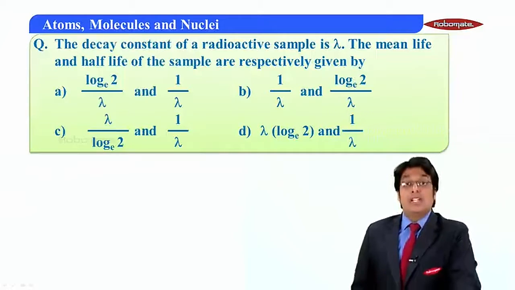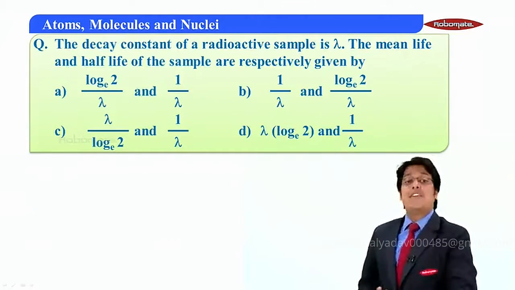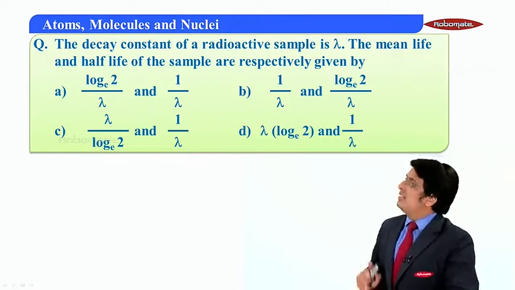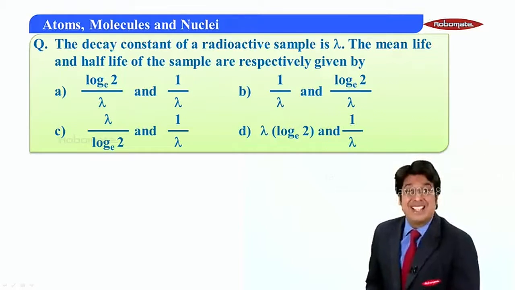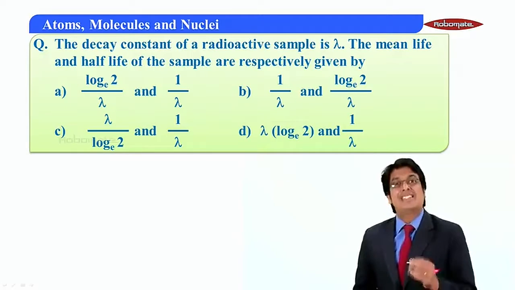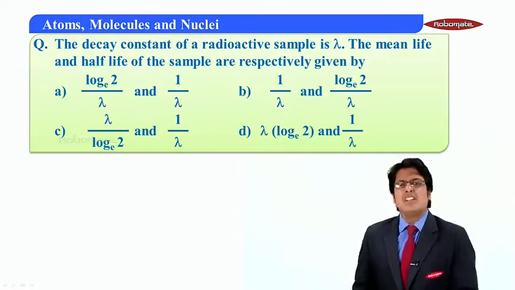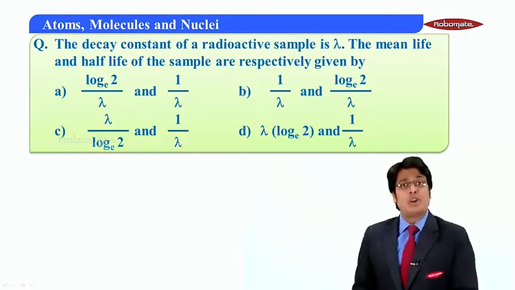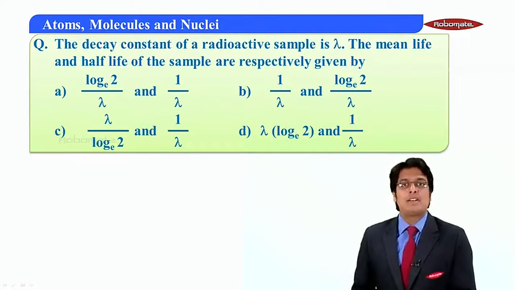Well. The decay constant of a radioactive substance is lambda. The mean life and the half-life of the sample are respectively given by, well, they have given the formula. We have to put in the basic formula. You say, sir, where is 0.693? And what is 0.693? It is natural log of 2, that is log of 2 to the base e. So first they are asking, what is mean life? Just now we did. Mean life is 1 upon lambda. And half-life is natural log of 2 upon lambda. So the obvious answer is B.